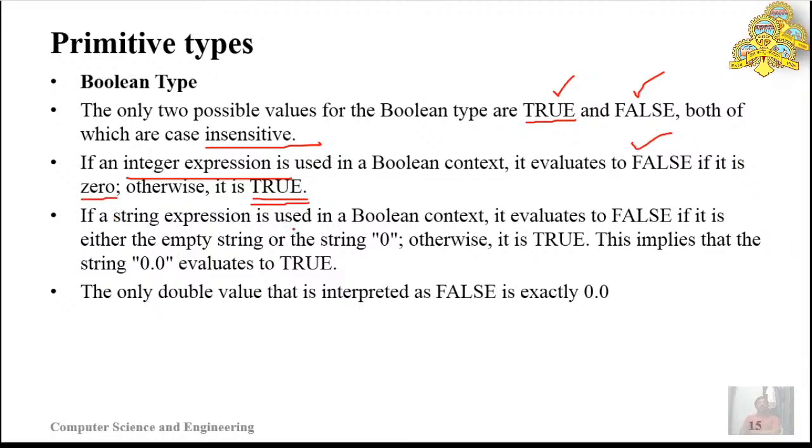In a string expression, it will be evaluated to false if it is either empty string or 0. That means 0 is enclosed between double quotes or it is an empty string. Otherwise it will be true. That means 0.0 will evaluate to true. This is one important point, you should remember it. And the only double value that is interpreted as false here is exactly 0.0, that is in double context.